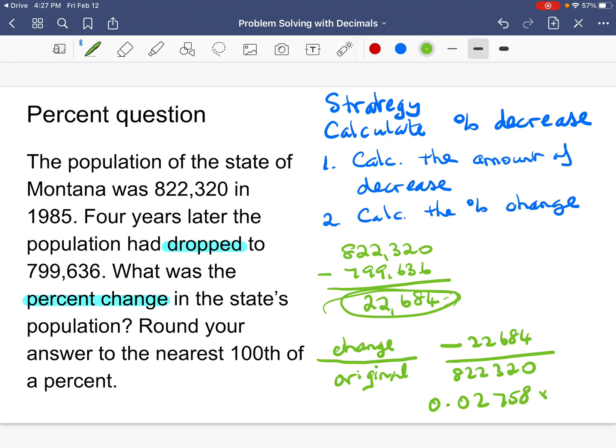And I'm going to multiply by 100 to get percent, and I would get 2.758%. Now I'm asked to round to the nearest hundredth. So 8 is close to 9, so I should round my 5 up to 6, and I get 2.76% decrease in population, 2.76%, or I could say negative 2.76% change.